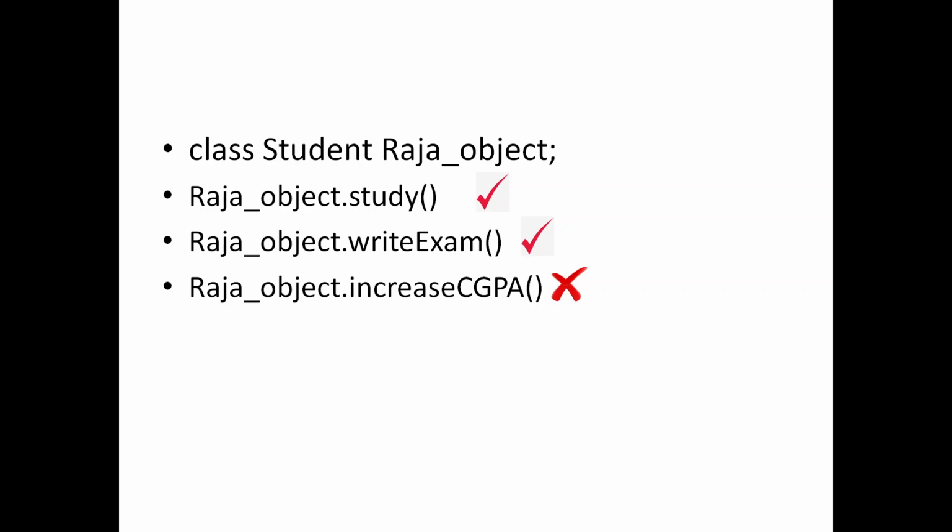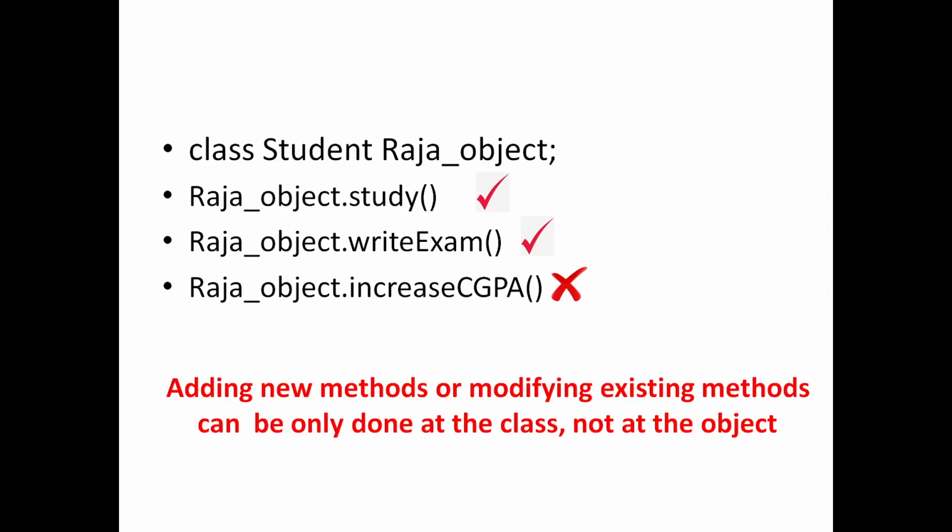This is also a way we can understand access control. Only the methods of the class can access the data members of the class, and no outside method can access them. Adding new methods or modifying existing methods can only be done at the class level.